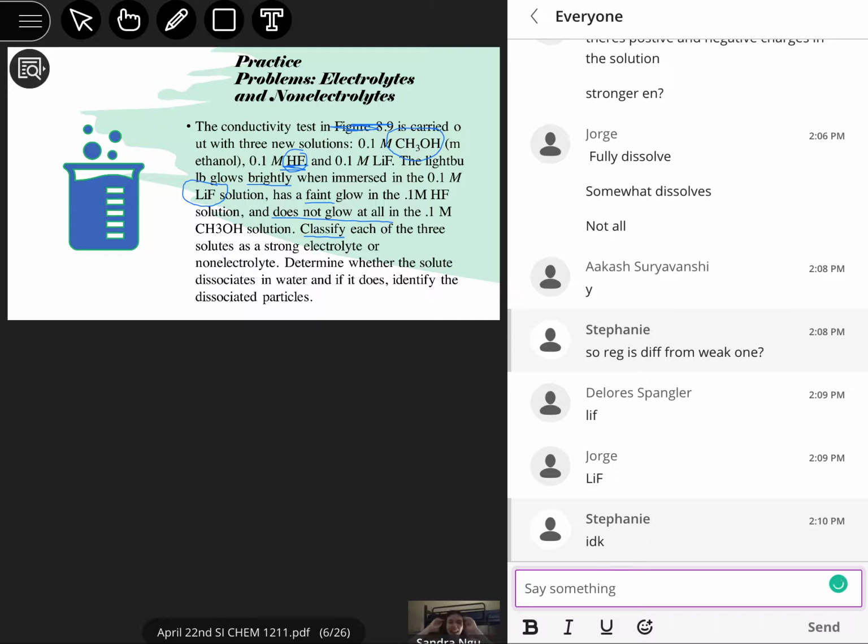You don't know? Okay. So the only information you're getting, I know this looks like a huge paragraph and you think it's so much information, but it's really not. All it's saying is that one is really bright, one is faint, and one doesn't glow at all. When you see this, there's one specific pattern: the brighter it is, the more powerful, because it's the number of ions present, so the power increases. So LiF, because it glows brightly, has the most power, which means it's the strongest electrolyte.